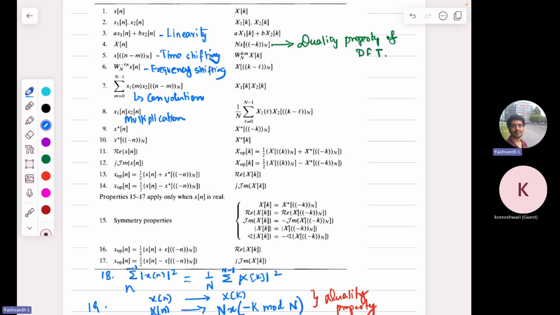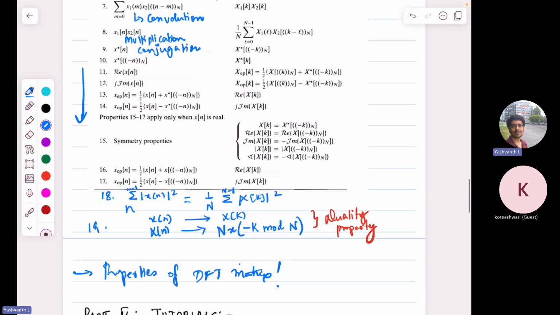Okay. Now the ninth one says that if you take x conjugate of n, its corresponding frequency domain representation will be the conjugate of X, also time reversed, but taken modulo N. So basically this is nothing but the conjugation property. And the rest of the properties you can similarly go through. It is similar to what we have seen for other transforms.